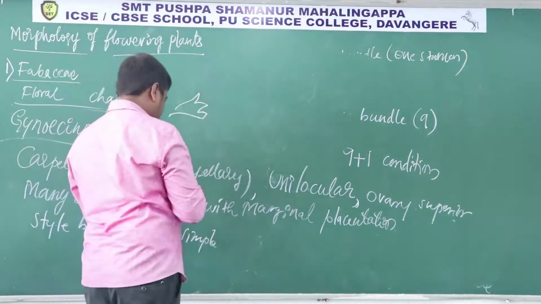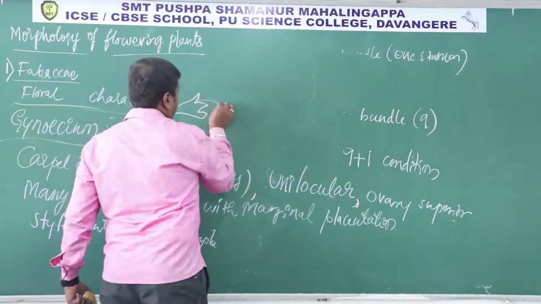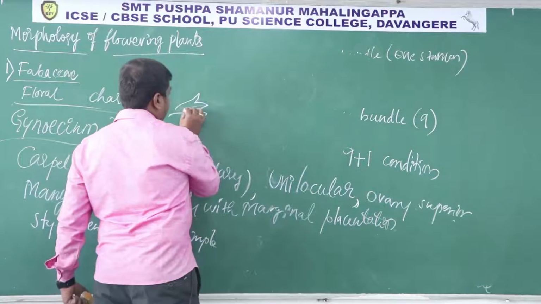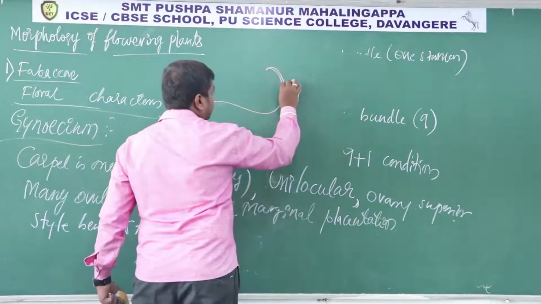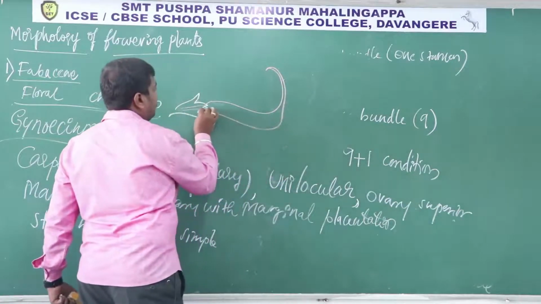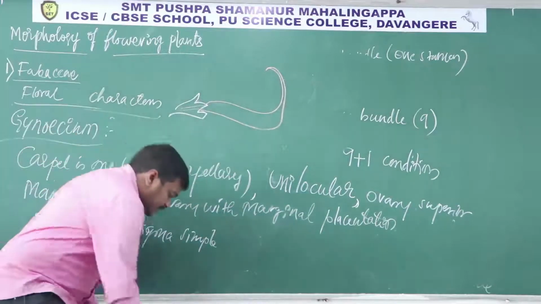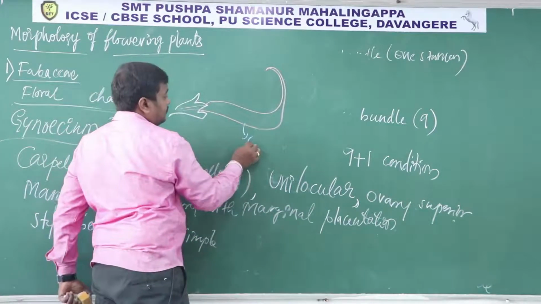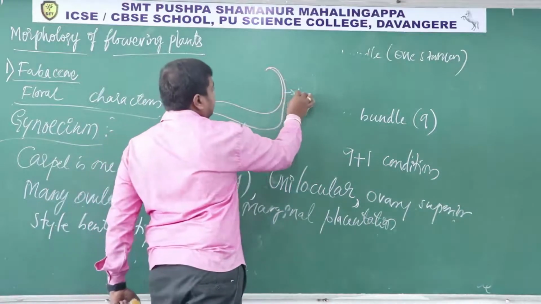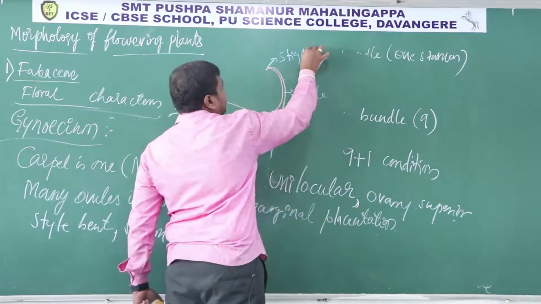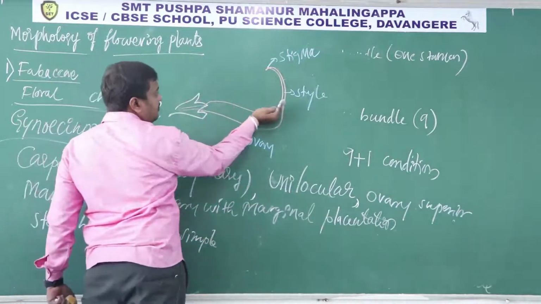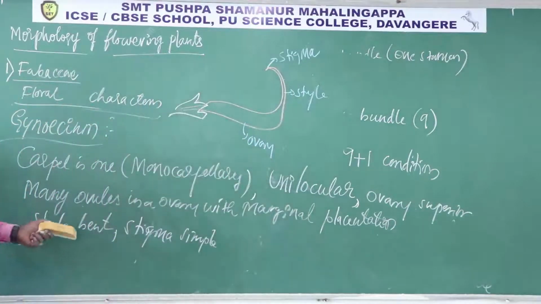The calyx, then from here the stalk is like this. So this is the ovary, this is the style, and this is the stigma. Okay, so the style is bent. Style bent and stigma is simple. So this is about the gynoecium character.